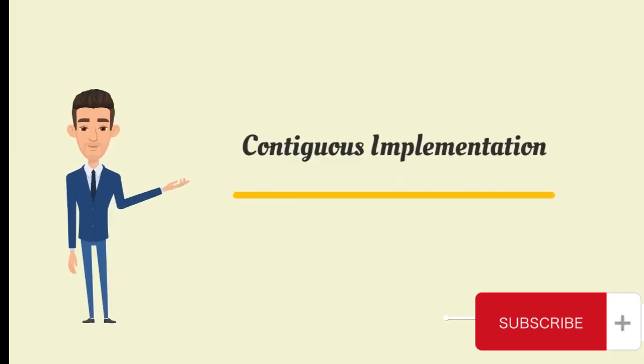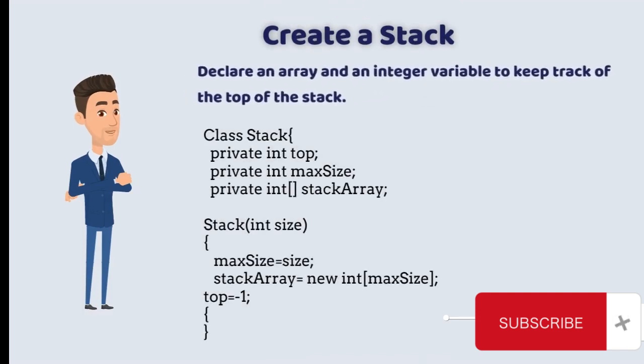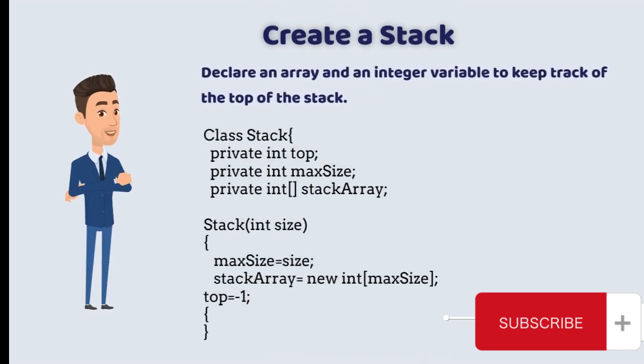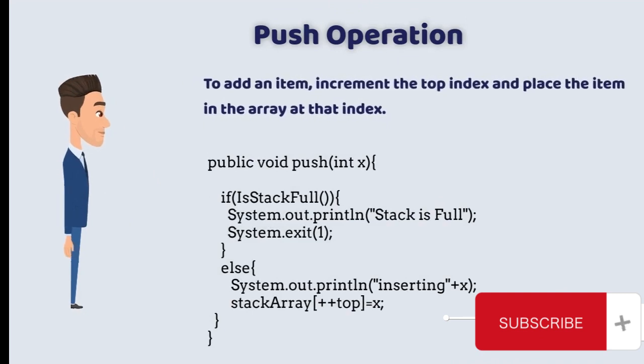Contiguous implementation. Create stack. Declare an array and an integer variable to keep track of the top of the stack. Push operation. To add an item, increment the top index and place the item in the array at that index.